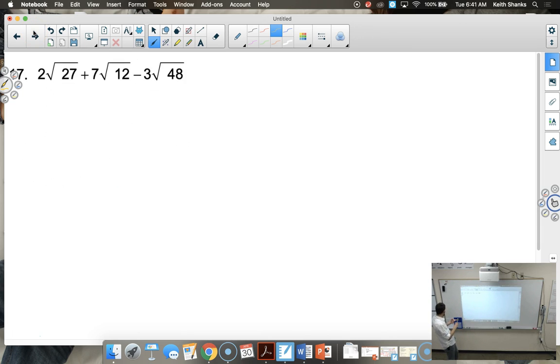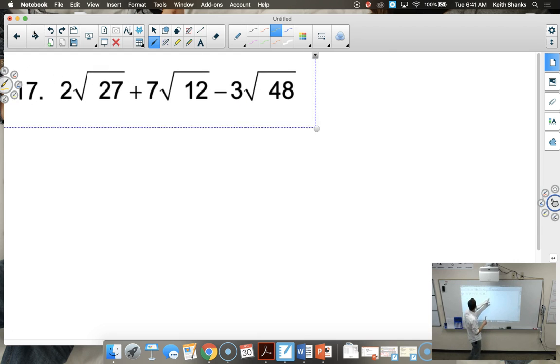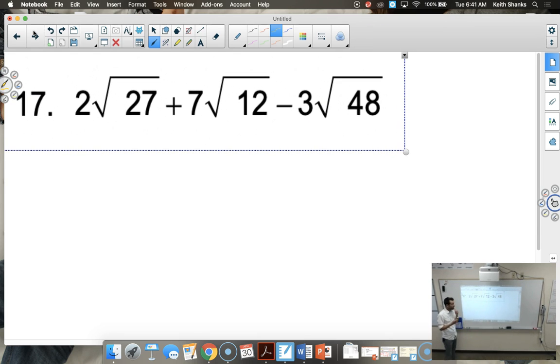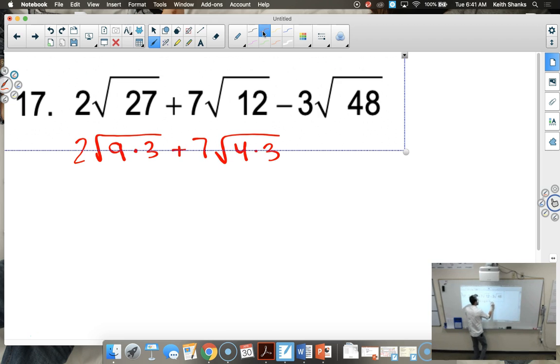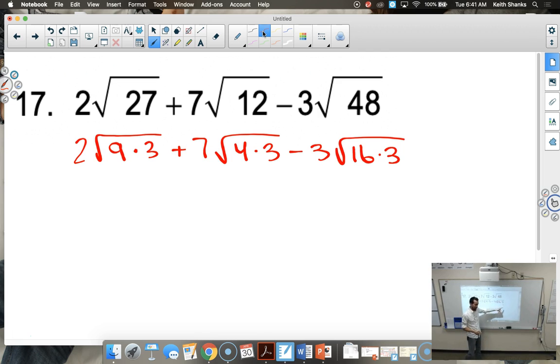All right, again, I think we did 16 in class, so we're going to jump over here to number 17. For number 17, when you're adding square roots, you can only add them if they have the same root. So all of these are different on the surface, but if I start to break these down, this is 2 times the square root of 9 times 3. You just write all of these. 7 times the square root of 4 times 3 minus 3 times the square root of 16 times 3. So notice they all have 3's in them. And the other numbers, 9, 4, 16, are all perfect squares.